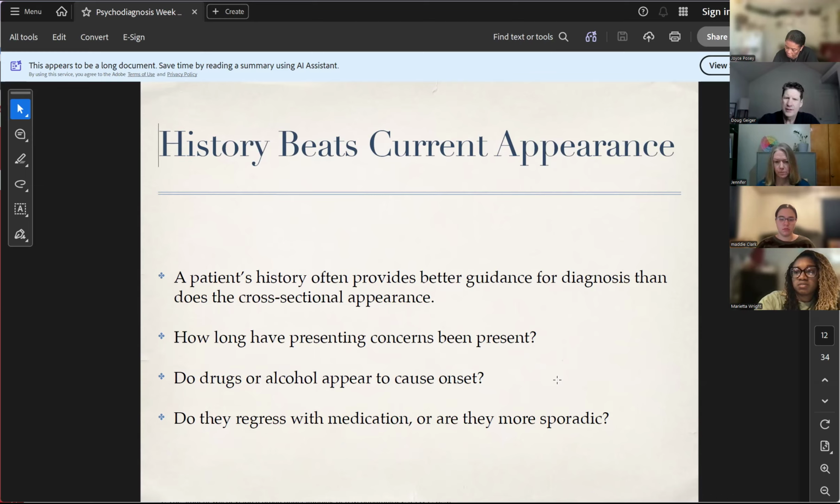How long have presenting concerns been present with you? How long have you been living with this? Has it been all of your life, or has it been something recent? And then we can ask questions. If it's something recent, we can ask questions along the lines of figuring out something maybe that's in their environment, or maybe there's been substance use or something like that too. So maybe that's going on that has caused something new in their mental health. Just like here, do drugs or alcohol appear to cause the onset? Do they regress with medication, or are they more sporadic, and so on?